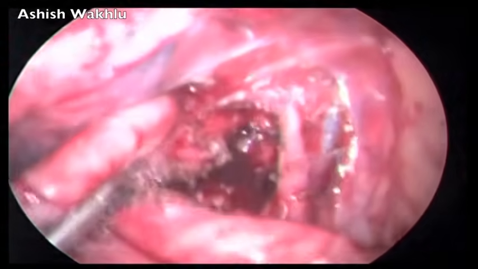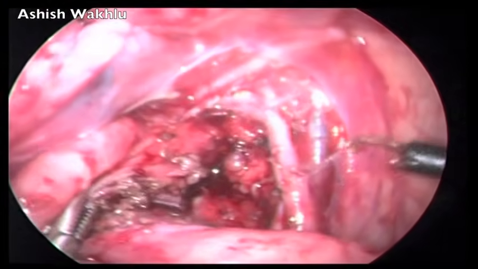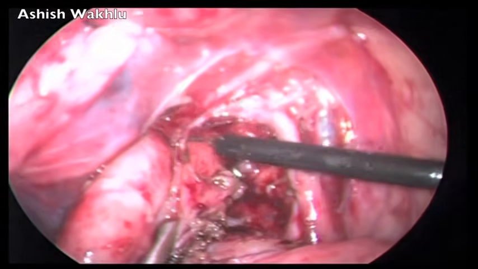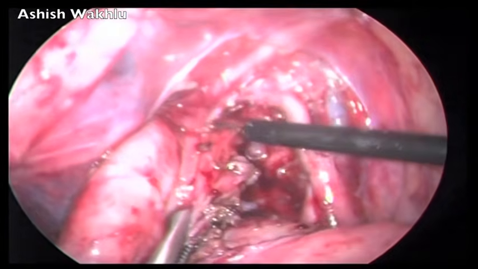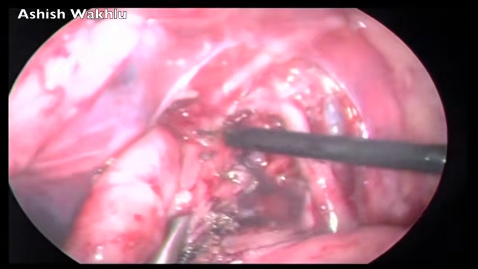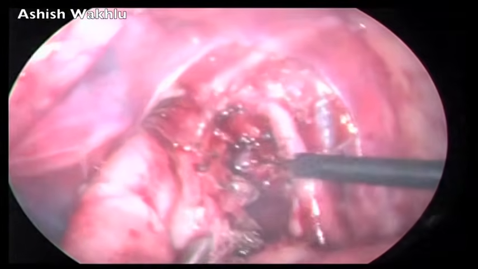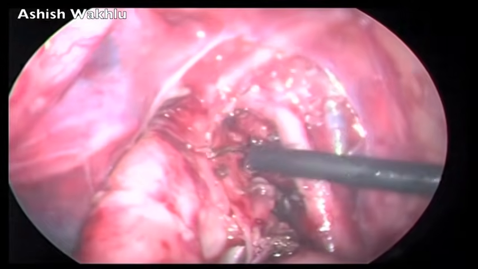Some blood is still collected in the pelvis around the distal fistula, which is suctioned away, and we continue narrowing down the terminal rectum, moving from whichever direction is convenient.